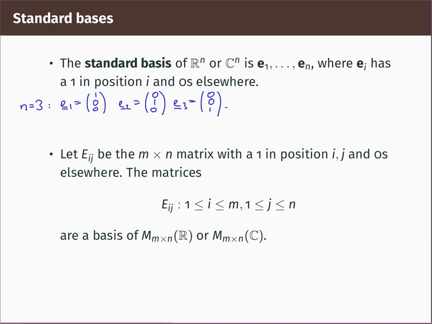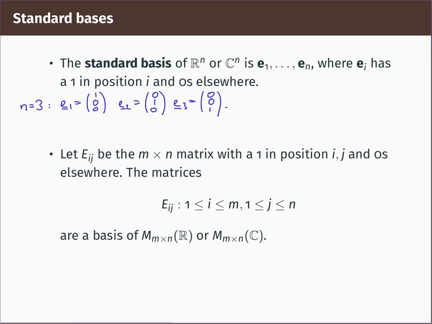This notation is so common that we're going to use it without explanation in future. Whenever we talk about ei, it will always refer to one of these standard basis vectors. So let's see why this is a basis. If I claim that it's a basis, I've got to show you that it is linearly independent and that it is a spanning set.